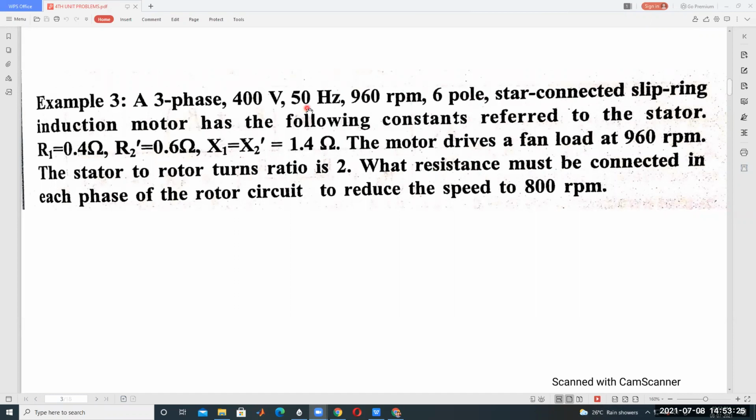A three-phase 400 volts, 50 Hz, 960 RPM, 6-pole star connected slip ring induction motor. The following constants refer to the stator side: R1 is equal to 0.4, R2 dash is equal to 0.6, X1 is equal to X2 dash is equal to 1.4. The motor drives a fan load at 960 RPM. The stator to rotor turns ratio is 2. What resistance must be connected in the phase of the rotor circuit to reduce the speed to 800 RPM?